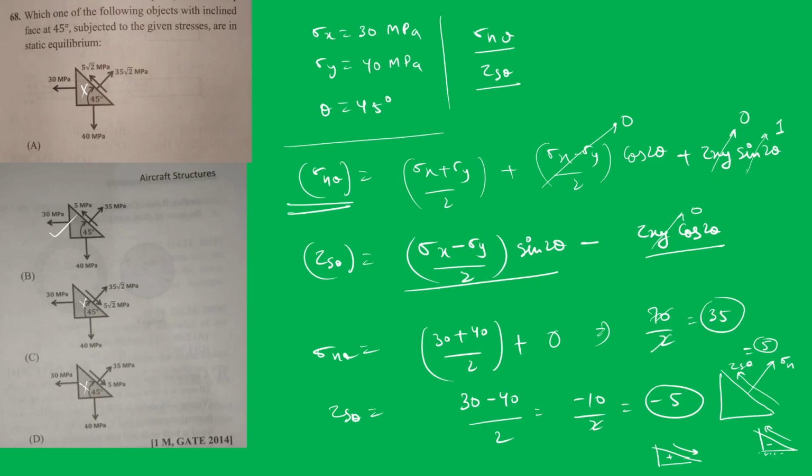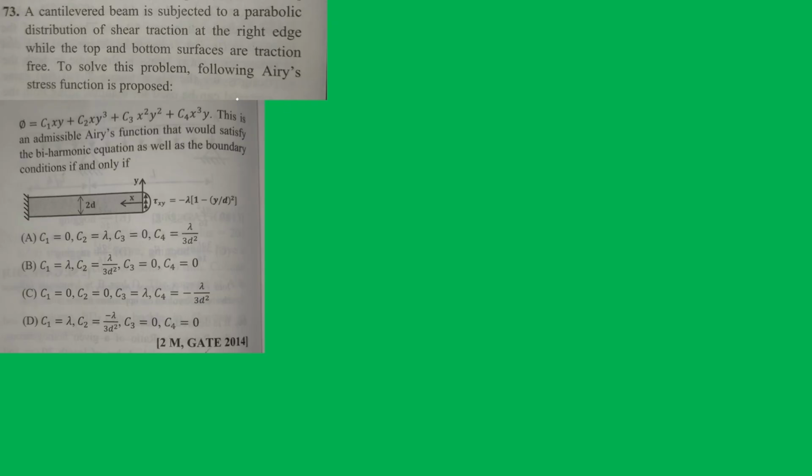Is that clear to you? It's very easy, very simple. You just have to remember the formula, and then you just have to put in all those values. Now then, there is another question, that is, you have been given phi is equal to c1 xy plus c2 x y cubed plus c3 x squared y squared plus c4 x cubed y. So this is phi.